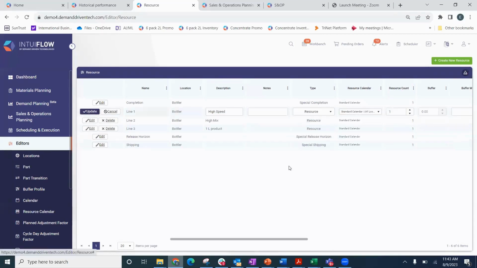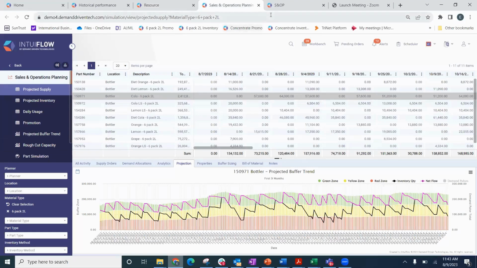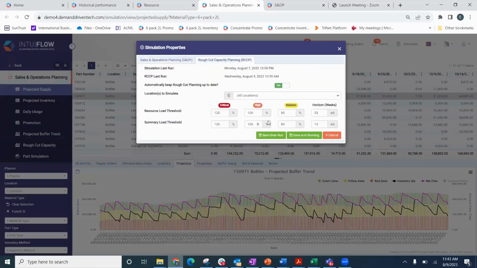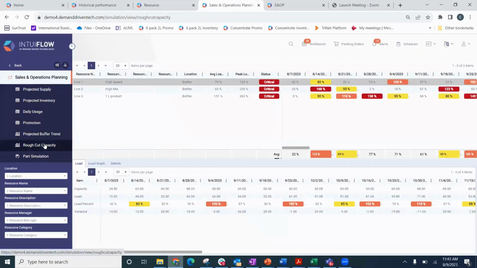We'll go ahead and edit this, and instead of an 8-hour-a-day calendar, we're going to change it to a 12-hour shift calendar, and we'll go ahead and put that in place. When we come back, we can rerun our RCCP and evaluate whether that gained us any advantage. Sorry about that, my Zoom thing is getting in my way here. So we'll go ahead and run that, and we'll come back to the RCCP view here.